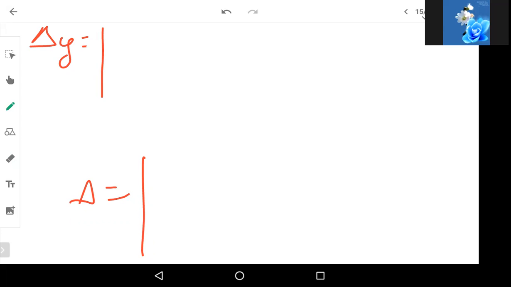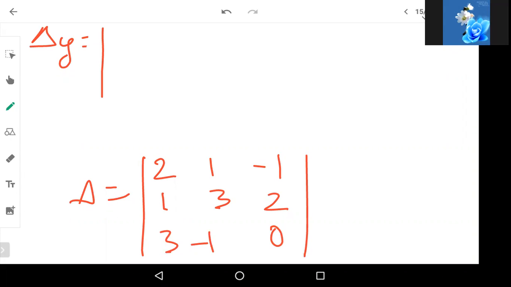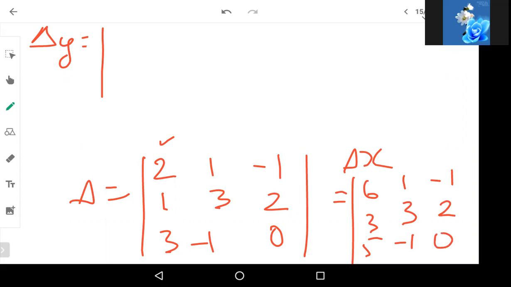Okay. Now, what is the basic determinant? 2, 1, minus 1, then 1, 3, 2, 3 minus 1 and 0. This is the basic determinant. For delta x, what we did was, this first column was replaced by 6, 3 and 5, which was given in the question. And then the other columns 1, 3, minus 1, and minus 1, 2, 0 were kept as they are. That was for delta x.